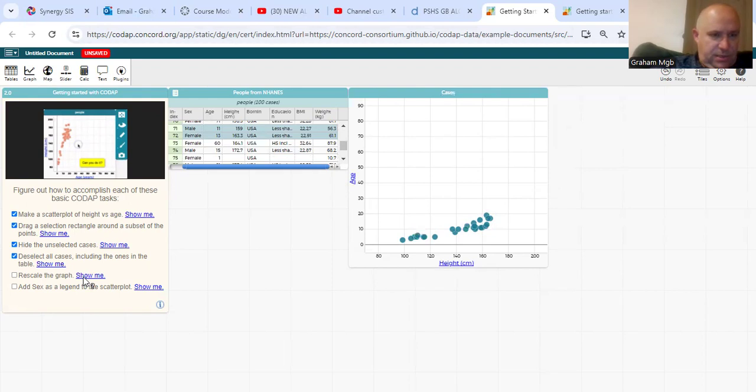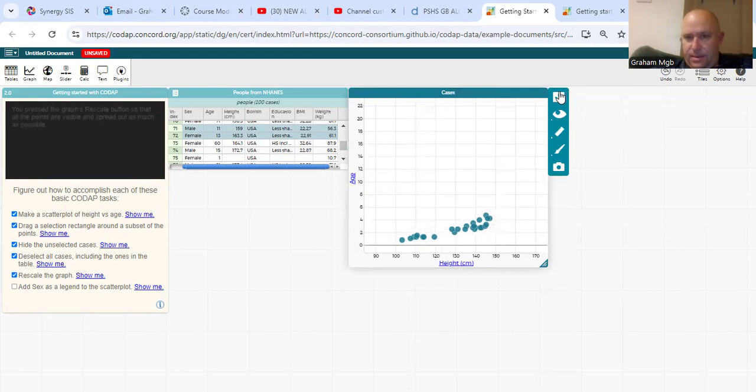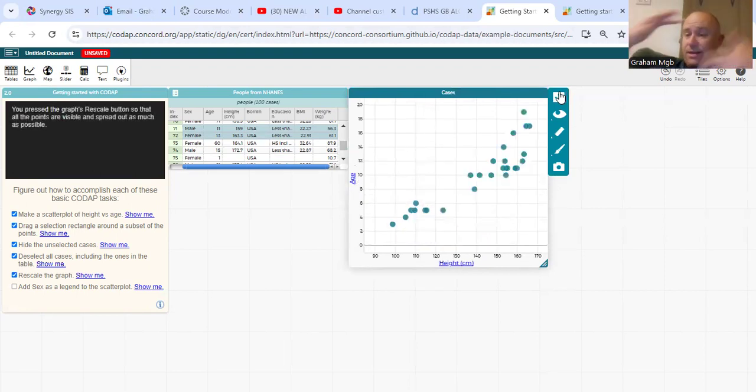Let me try one more time. Rescale the picture. Oh, we click on the top. Okay, all right, so let's do that then. So click on that. Okay, so it's kind of squashed into the bottom. So by clicking on this icon here, you can see it spread it out. And this certainly looks a lot more like positive linear correlation right now for sure.